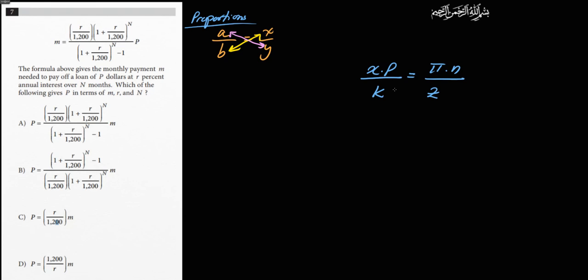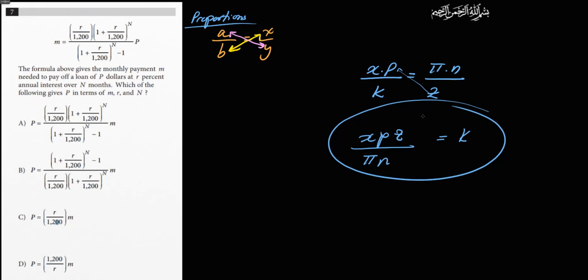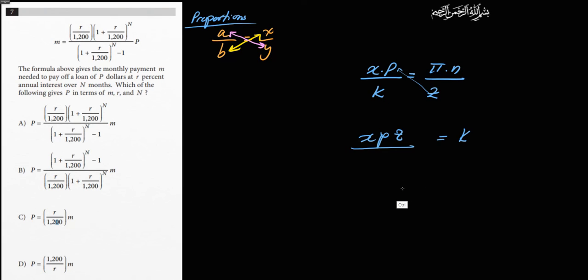So let's solve this for k. I'm going to put this k over here. So k is going to equal, xp remains on this side, I bring the z up next to it, and then I put pi down here and n down here. There it is, k is that. If you know the properties of proportions like this, you can manipulate them, and it becomes very easy and very useful.